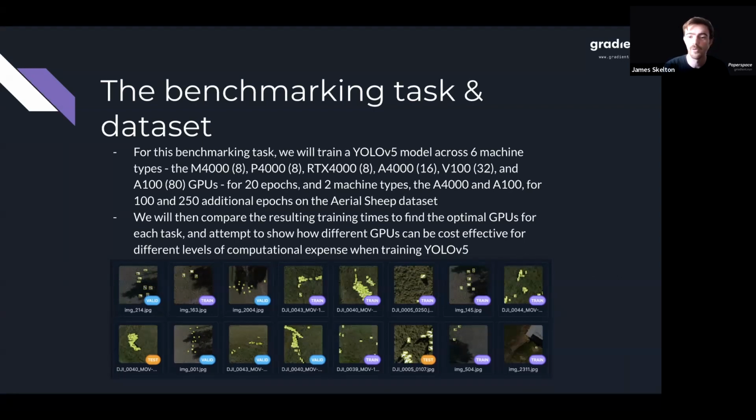These were all trained for 20 epochs for the initial benchmark, and then we took 2 of those machines, the A4000 and A100, and trained those for an additional 100 and 250 epochs. And all of this training was done on a dataset called the Aerial Sheep dataset. This is one of the official datasets you can get from Roboflow Universe. Roboflow is wonderful if you haven't used them.